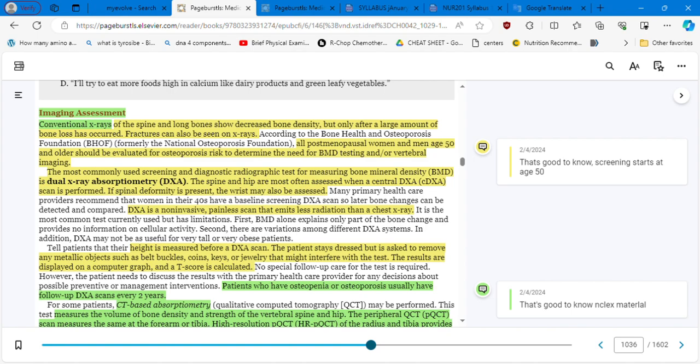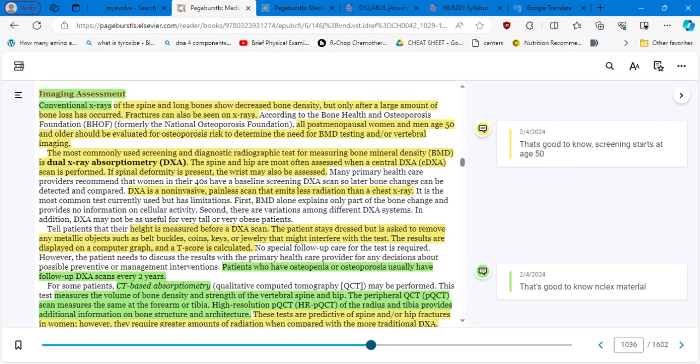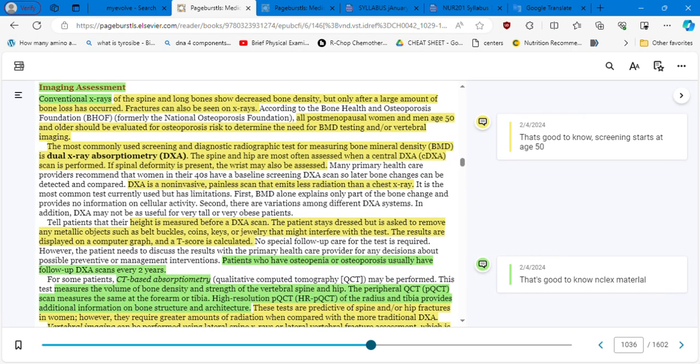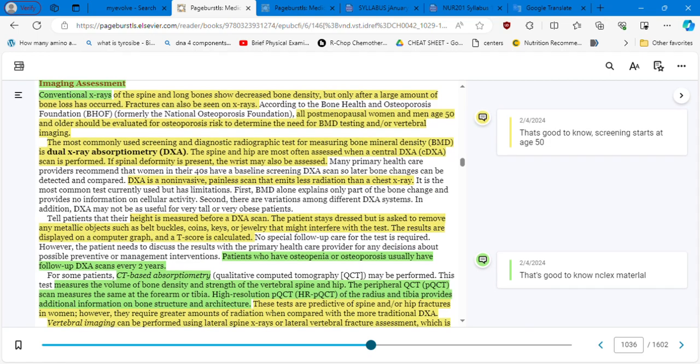Screening starts at 50. The most commonly used screening and diagnosis radiographic test for measuring BMD is dual X-ray absorptiometry, your DEXA. The spine and hip are most often assessed when a central DEXA is performed. If a spinal deformity is present, the wrist is also going to be assessed.